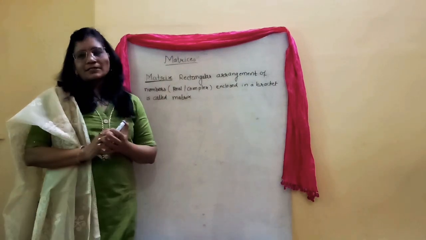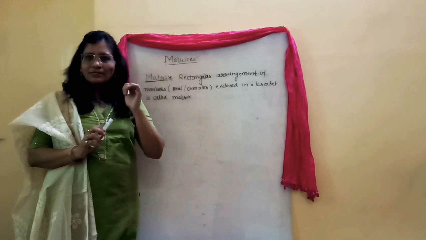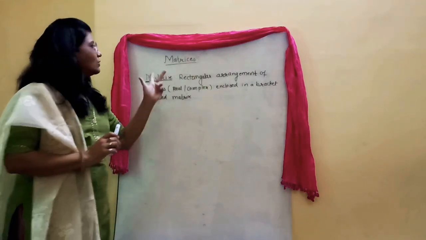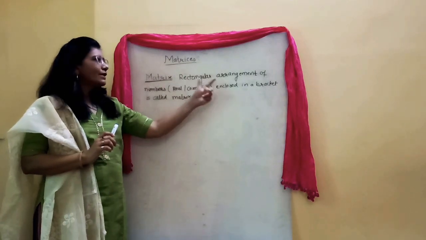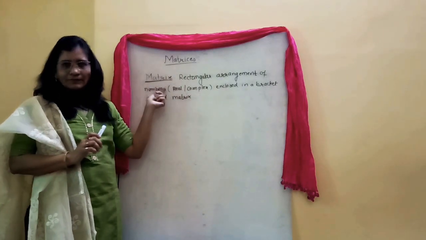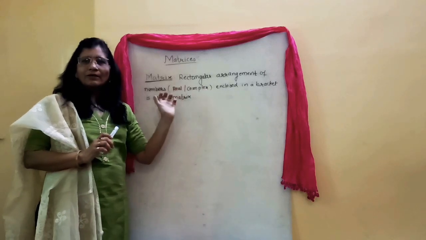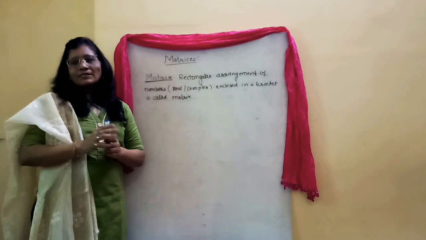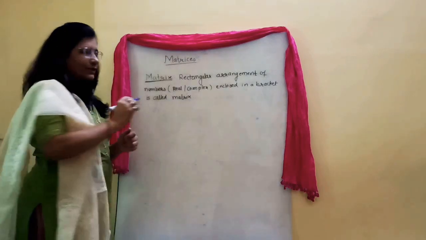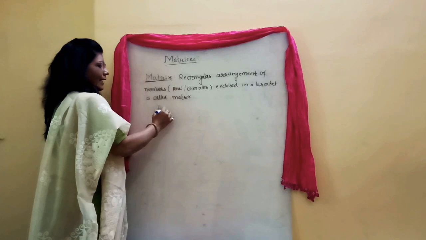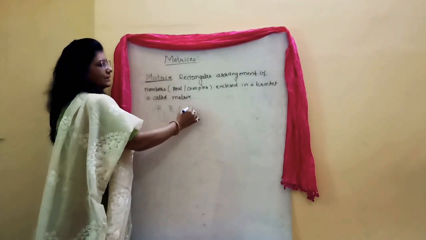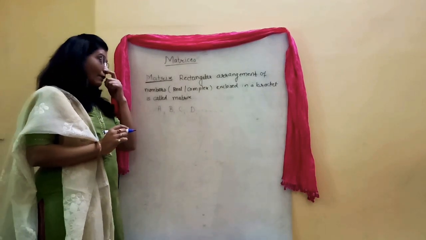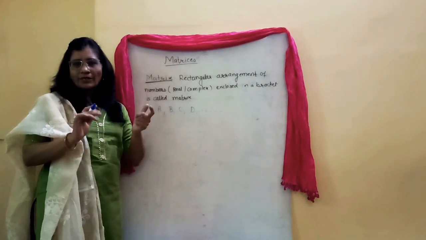Now, what is a matrices? Matrices is a plural form and its singular form is matrix. So, a matrix is a rectangular arrangement of numbers. The numbers may be real or complex, enclosed in a bracket. It is called a matrix. Matrices are generally denoted by capital alphabets, for example, A, B, C, D, and so on. These alphabets are used to denote a matrix.